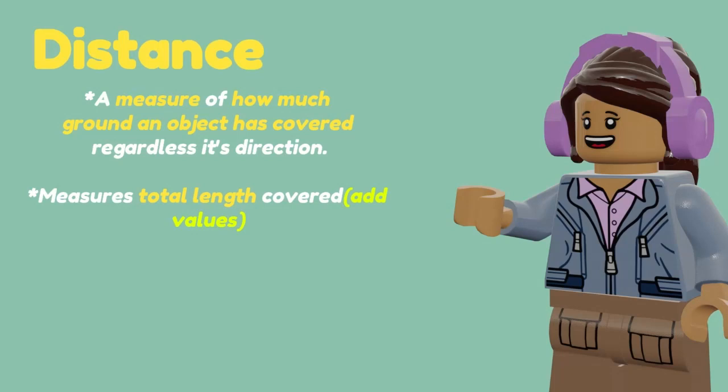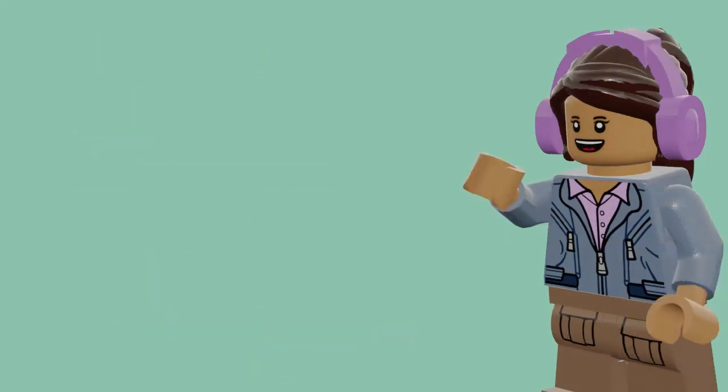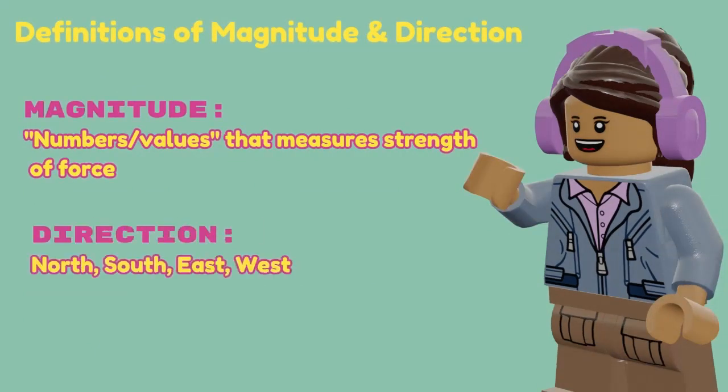Distance is a measure of how much ground an object has covered, regardless of whether it started in a straight line, it took a zigzag path, or came back to its starting position. It's a scalar quantity, meaning it only considers magnitude and does not consider direction. Magnitude is numbers, and direction could be north, south, east, or west.